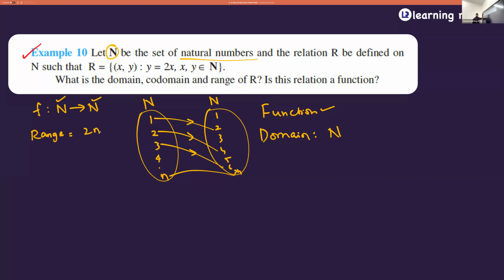Basically, the range is the even natural numbers. If you have to write it in this format, it is going to be 2, 4, 6, 8, and it keeps on going. Clear with this? Or 2n, where n belongs to natural numbers. Are you able to understand? These are all the different ways in which you can write it. Okay, please make a note of this.